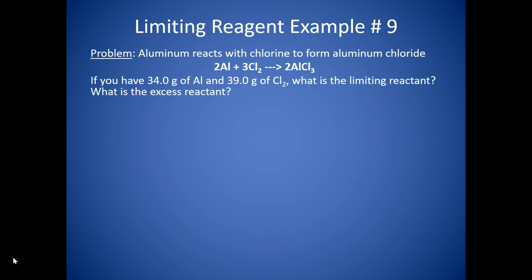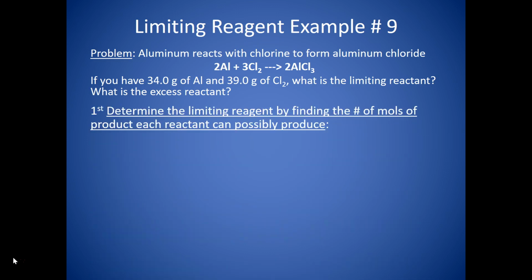So let's do an example together. You are told aluminum reacts with chlorine to form aluminum chloride. And there's the balanced equation for you. 2Al plus 3Cl2 produces 2AlCl3. If you have 34.0 grams of aluminum and 39.0 grams of chlorine, what is the limiting reactant? What is the excess reactant?